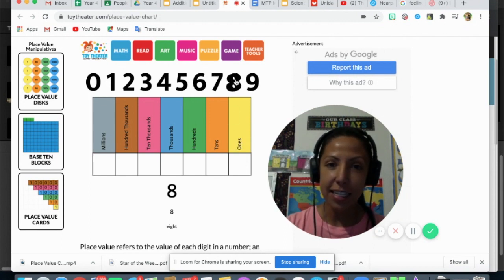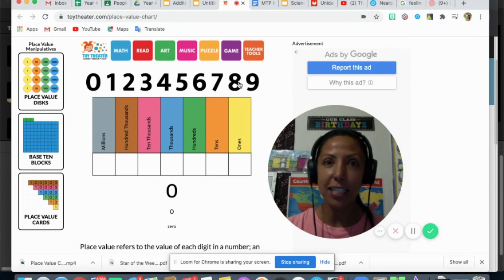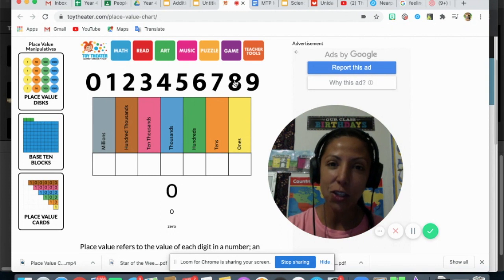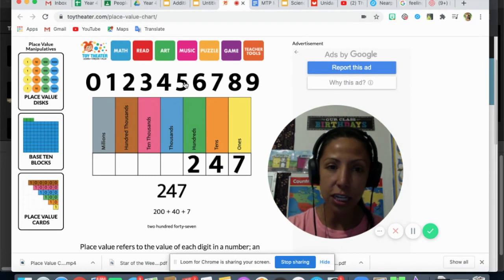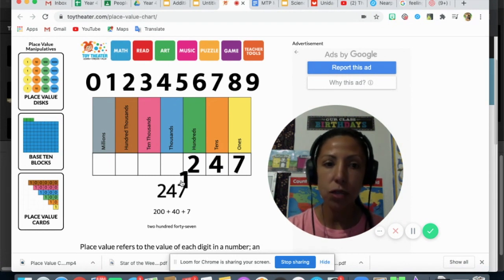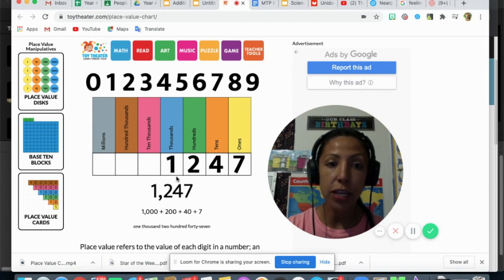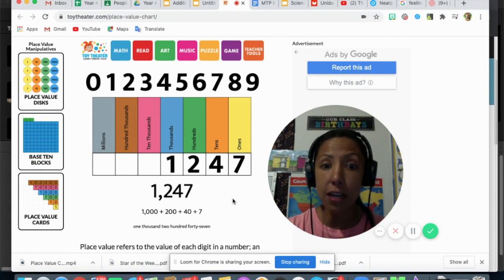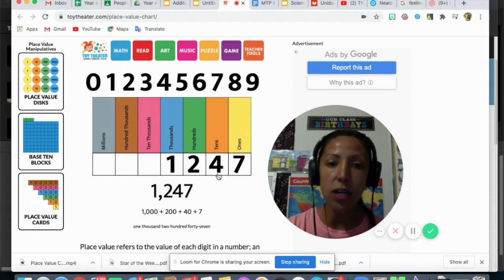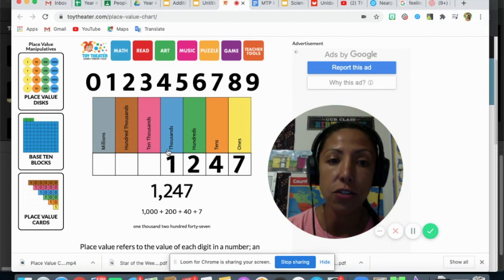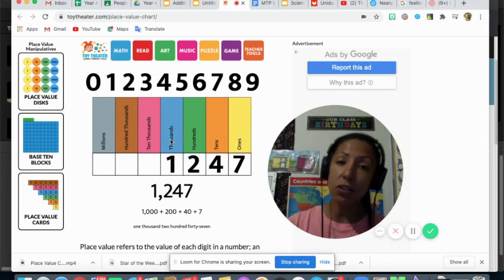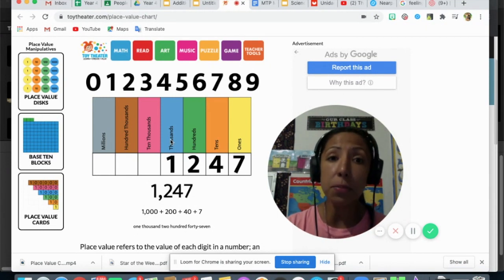Then let's make a bigger number and see how place value helps us read numbers. So I'm going to choose the number 7 here, and I'm going to put the number 4 here, and the number 2 here, and the number 1 here. So here we have a big number, and because we know that the 7 goes in ones, 4 in tens, 2 in hundreds, and 1 in thousands, it's going to be easier to read numbers.